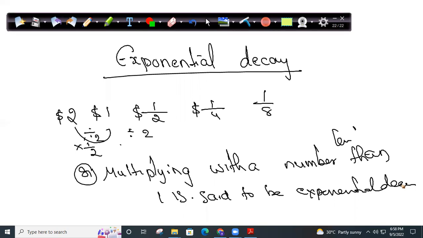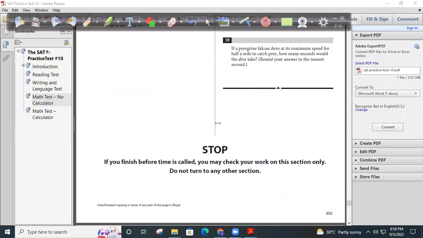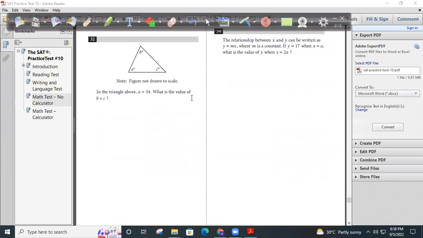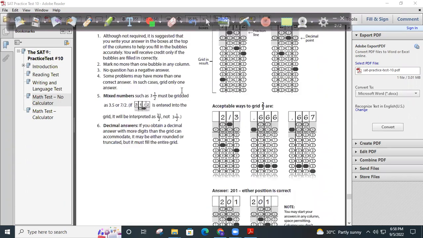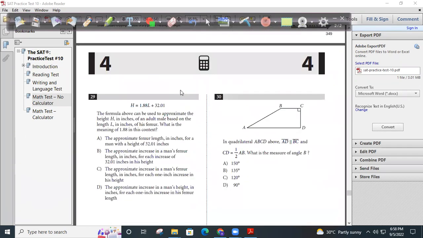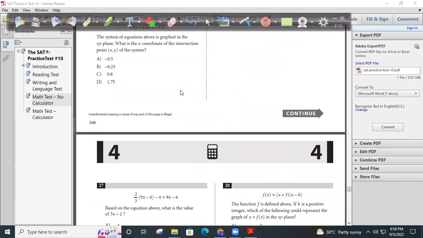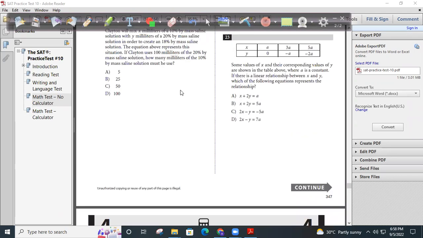They ask very beautiful questions. Let me open the actual SAT papers and show you how the questions would be. Based on that, you might be motivated. There is a question based on this here. 4 parts I discussed with you: linear growth, linear decay, exponential growth, and exponential decay.